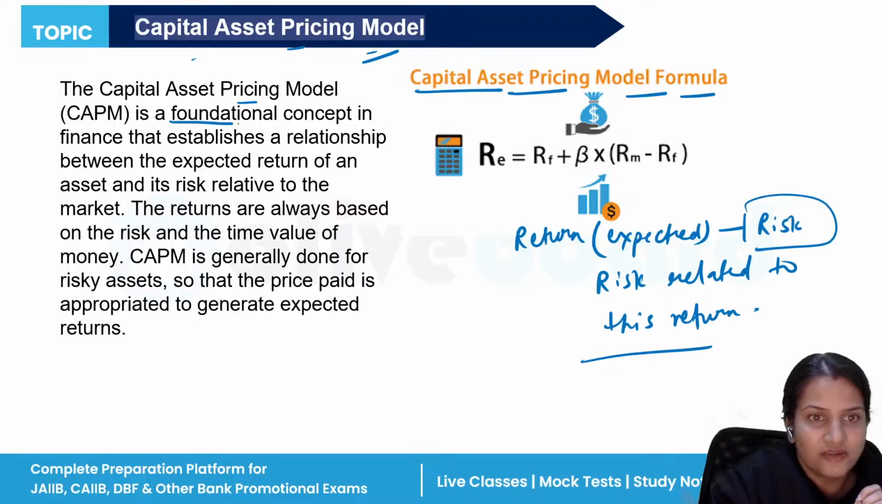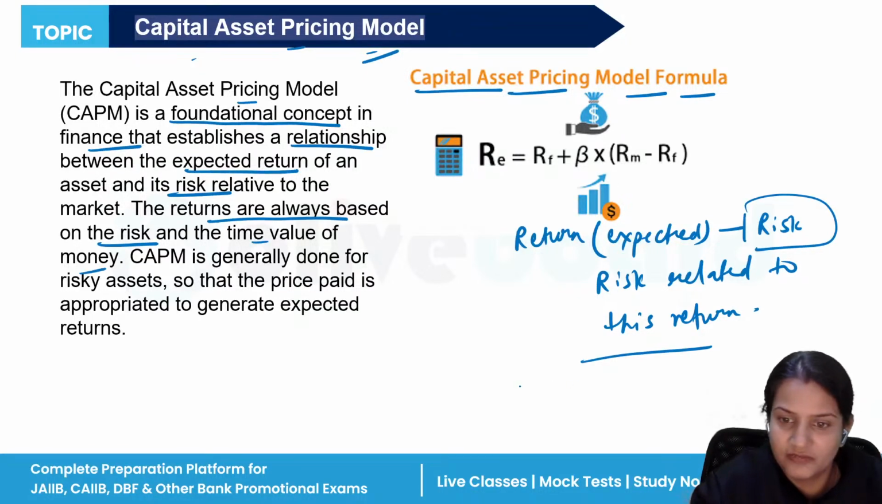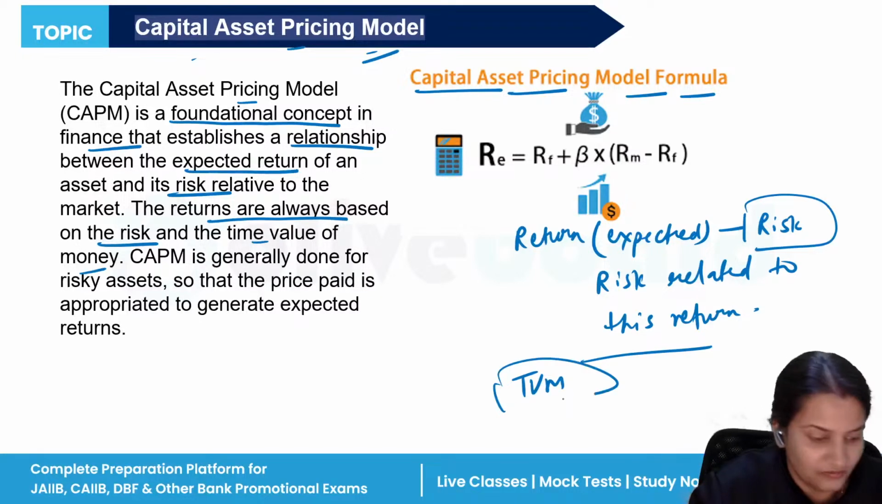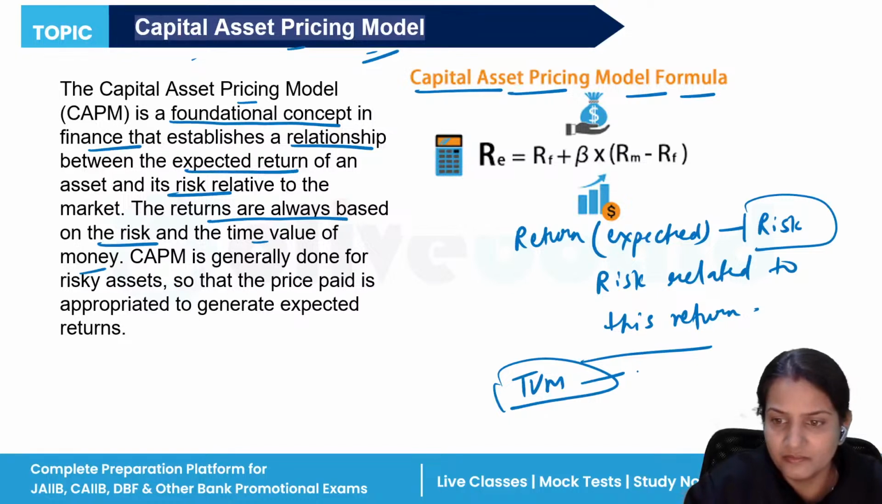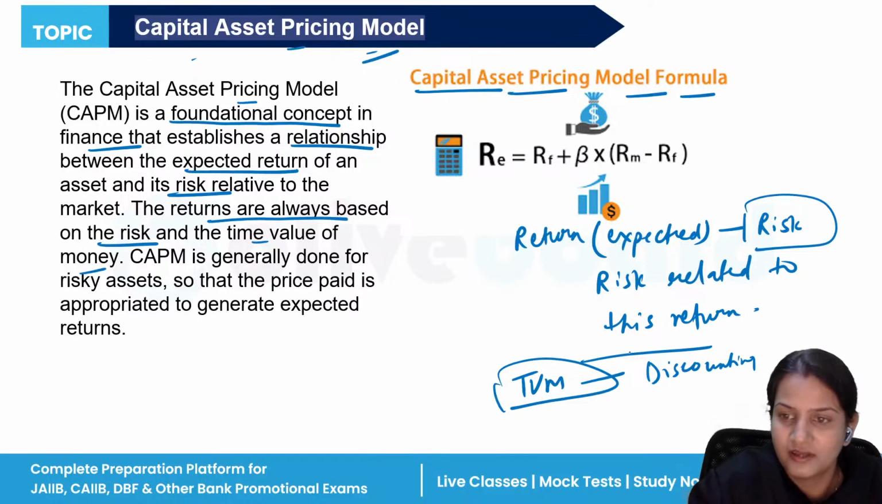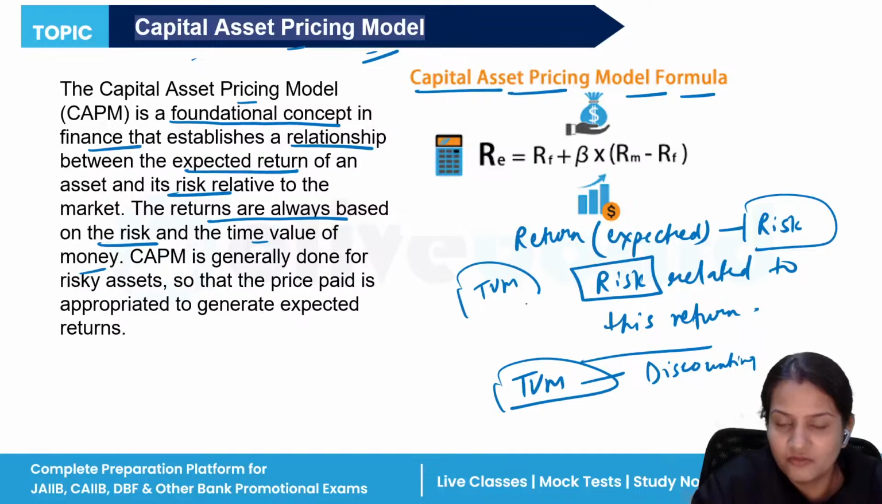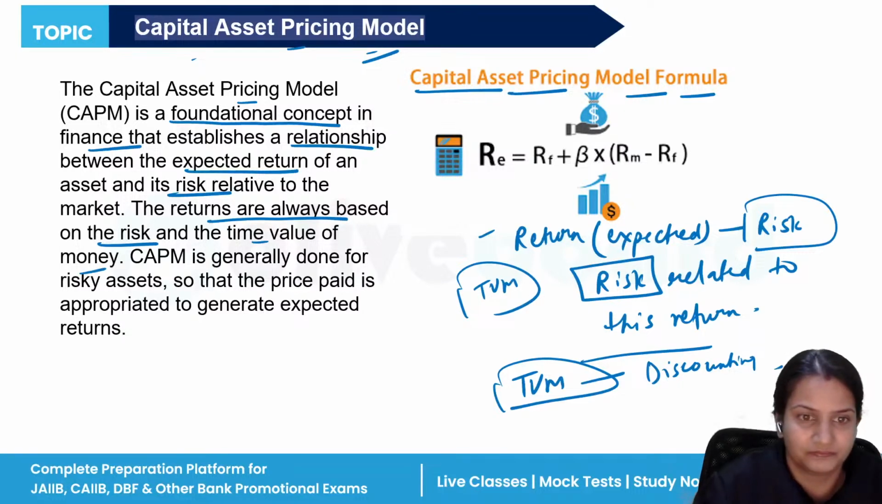Now, it is the foundational concept in finance that establishes the relationship between the expected return and the risk. The returns are always based on the risk and the time value of money. We have seen what the time value of money is. We have read this in our previous chapter: the time value of money, what is discounting. So on the basis of such factors, the risk arises. If the risks are more, according to that and to the time value of money, we will be getting our returns.